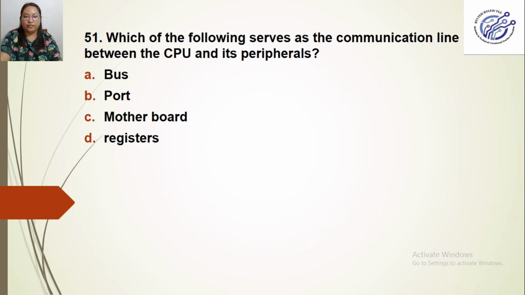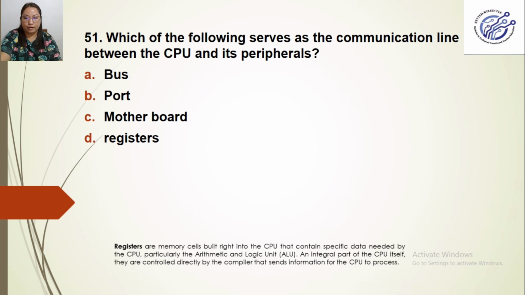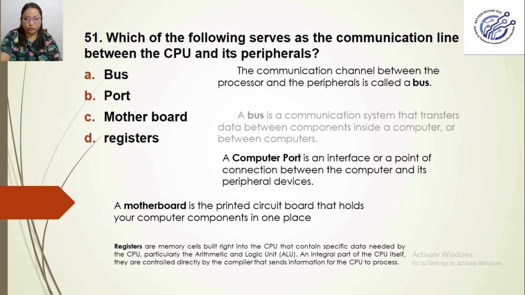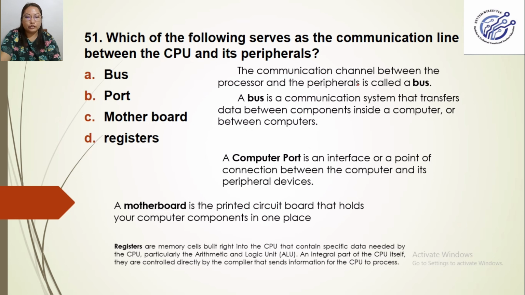51. Which of the following serves as the communication line between the CPU and its peripherals? I will not read it anymore because it was presented in the previous slides, so let's go straight to the answer. The communication channel between the processor and the peripherals is called a bus. So our answer in number 51 is letter A, bus.